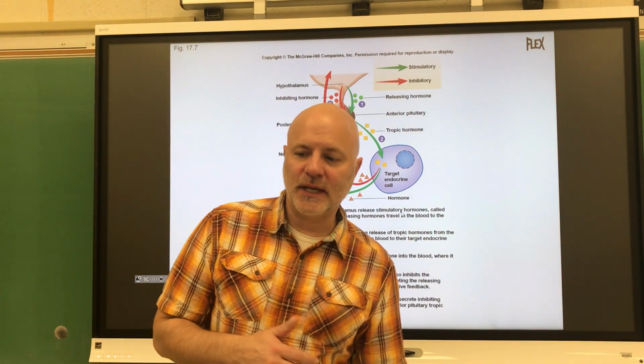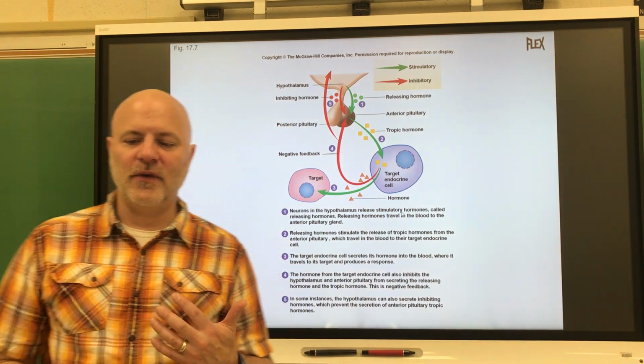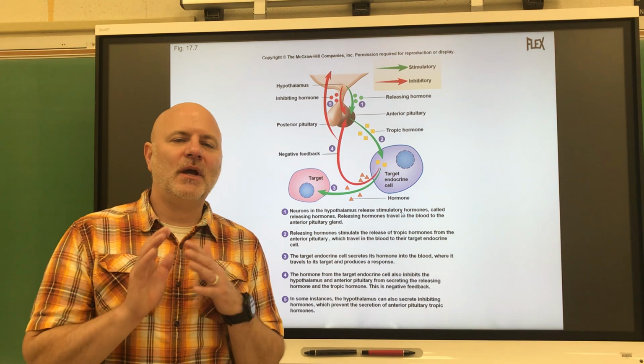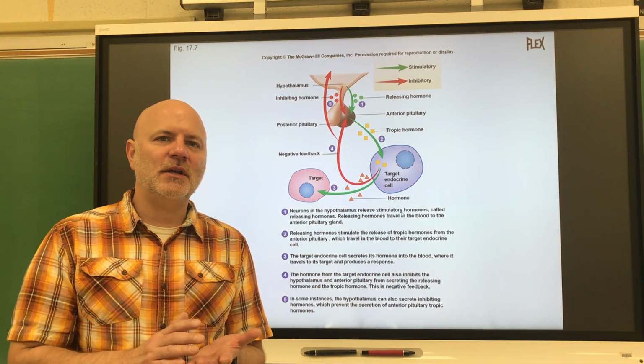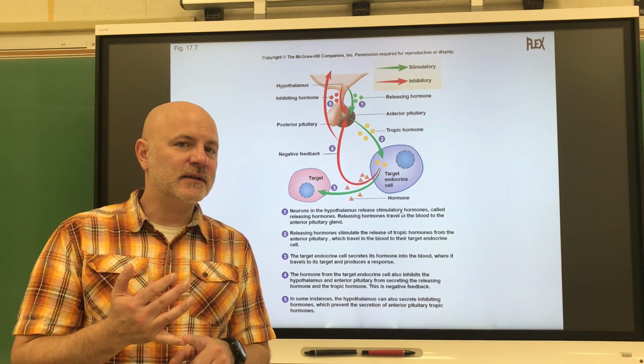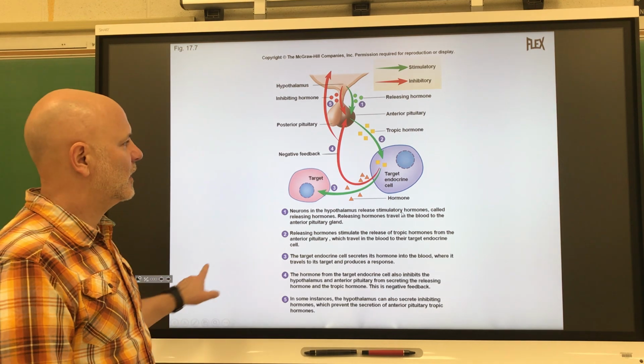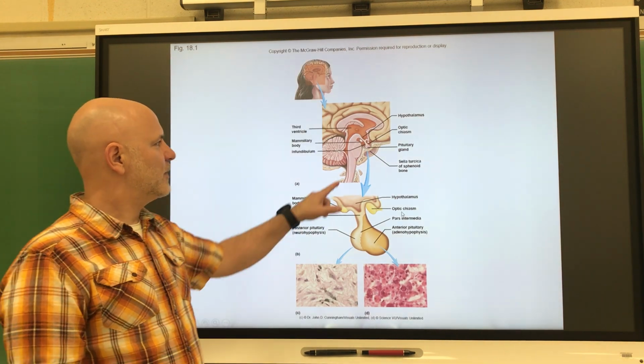Okay, so let's take a look at glands and their secretions. And we're going to start off here with the pituitary gland. Now, I do want to point out to you guys, what you should need to know for the rest of this chapter is you need to know what glands secrete what hormones, and then what those hormones do. So we're going to start off with the pituitary gland.